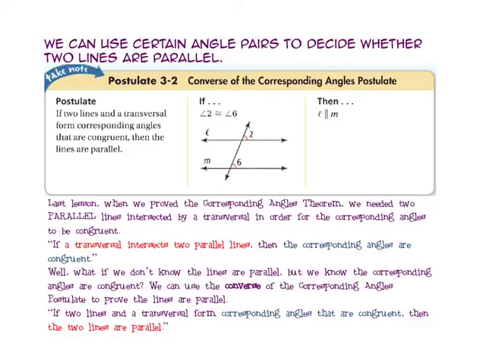Well, what if we don't know that the lines are parallel, but we do know that the corresponding angles are congruent? We can use the converse of the corresponding angles postulate to prove the lines parallel. So, if two lines and a transversal form corresponding angles that are congruent, then the two lines are parallel.